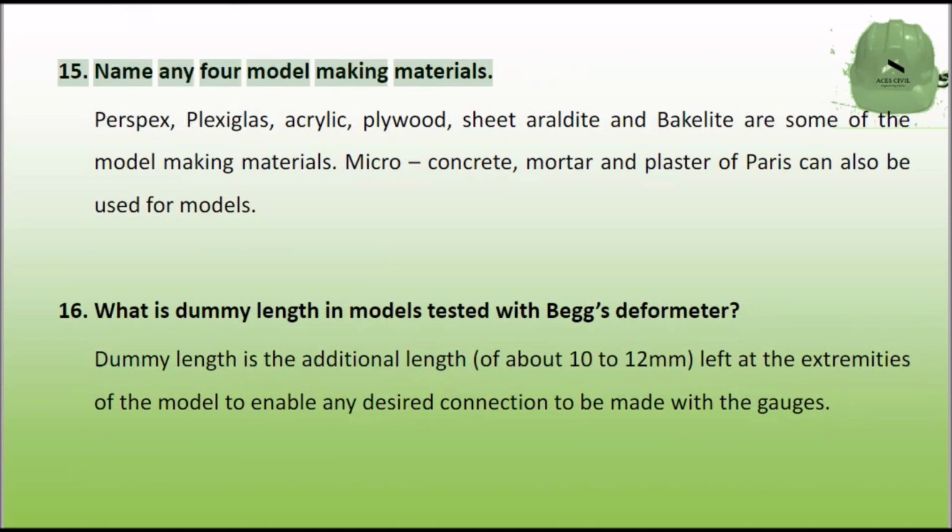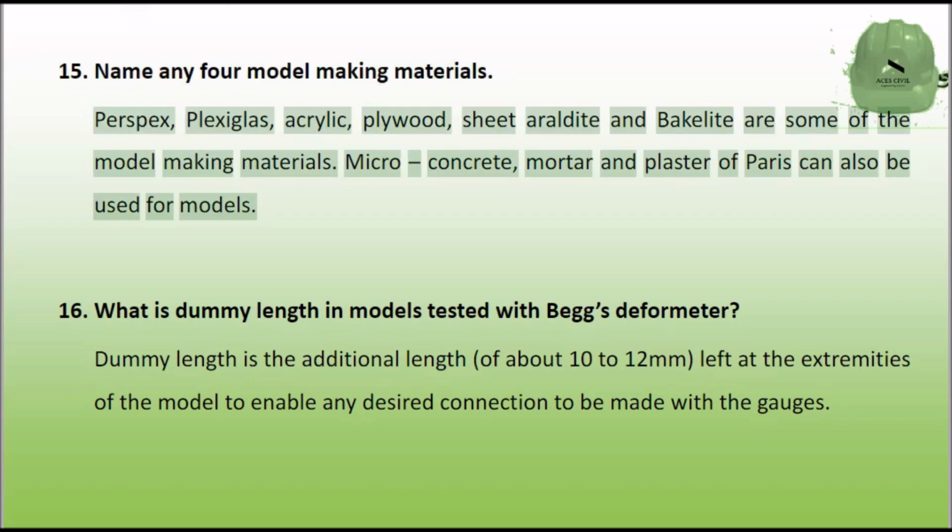Name any four model-making materials. Perspex, plexiglass, acrylic, plywood, sheet araldite, and bakelite are some of the model-making materials. Microconcrete, mortar, and plaster of Paris can also be used for models.